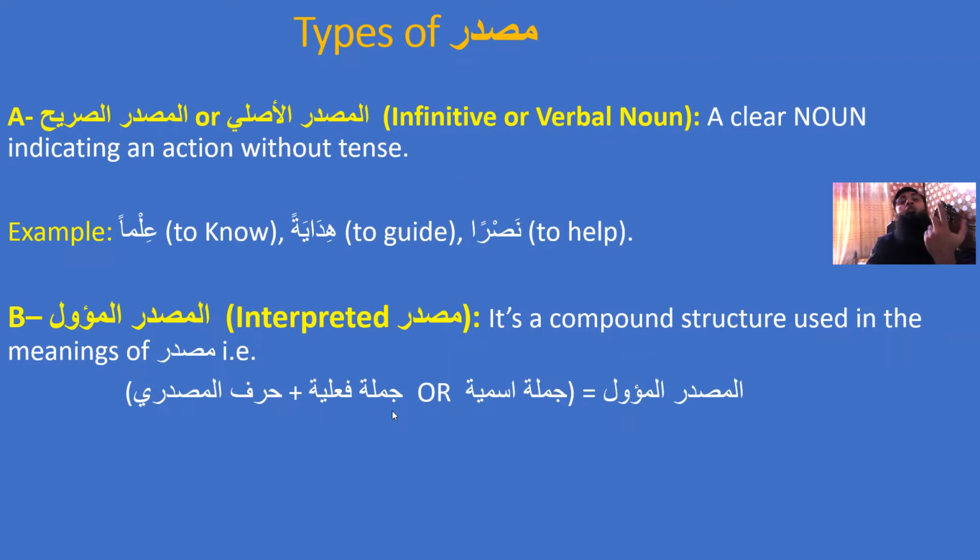And the second part will be a jumla. It could be jumla fe'liya. It could be jumla ismiya. This is what we mean by a compound structure. In simple terms, al-masdar al-muawwal consists of two parts. Part one is a harf. There are 5 huruf, inshallah we see them on the next slide. Any one of them will be used. And the second part, after that harf, will be a complete jumla, a complete sentence. This complete sentence could be jumla ismiya, it could be jumla fe'liya. So this harf and complete sentence together as one structure is called al-masdar al-muawwal, which means it will be given the meaning, the interpretation, the label of a masdar.